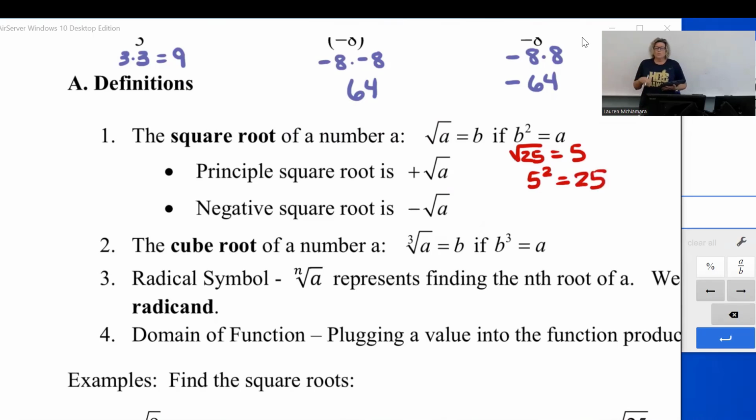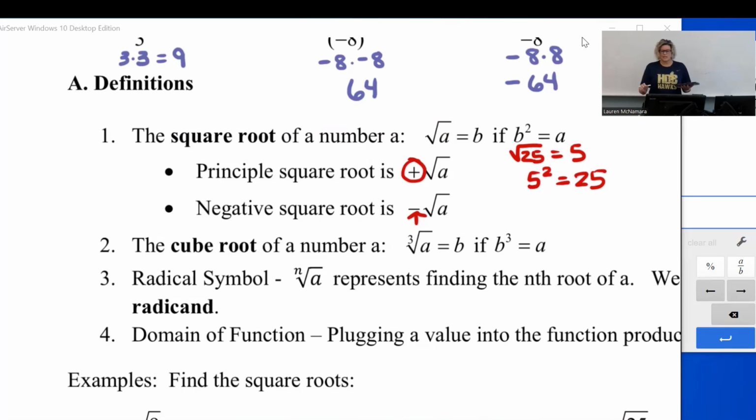So now you have your principal root. Your principal root is when you have the positive in front of the radical. The negative is when you have a negative in front of the radical. Same thing with the cubed root.